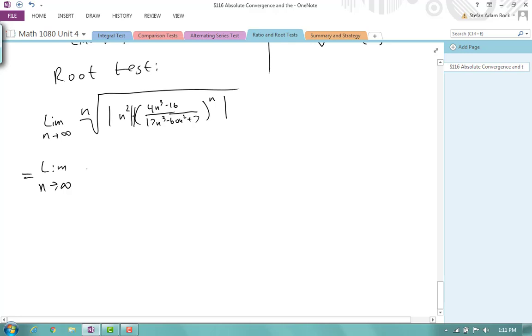So now I have n squared to the 1 over n power multiplied by this horrible fraction. Let's see, I'm going to need parentheses here. 4n cubed minus 16 all over 17n cubed minus 60n squared plus 7, to the n in absolute values, and that's raised to the 1 over n power. So this first one I can take care of really easily.